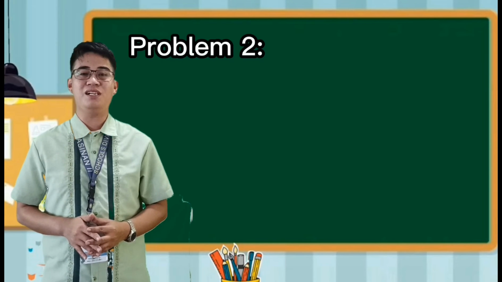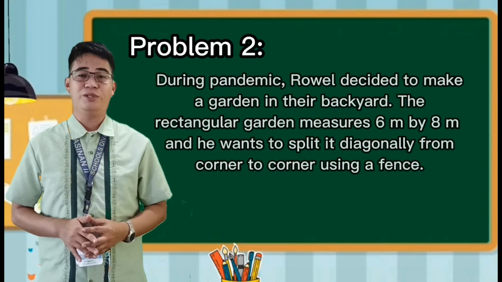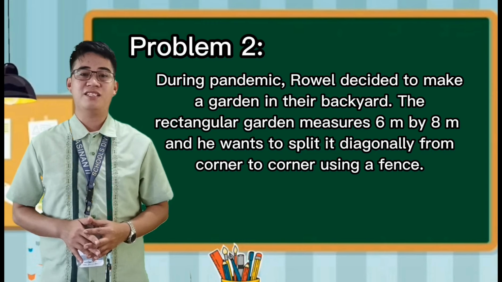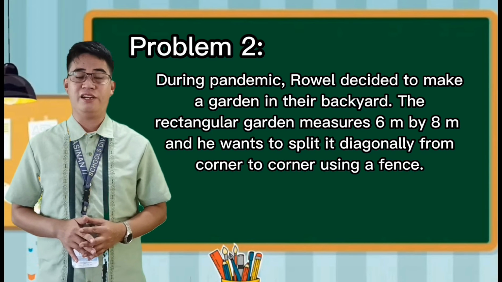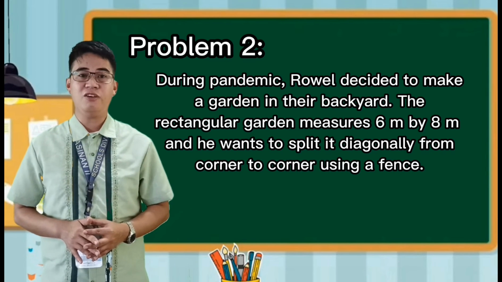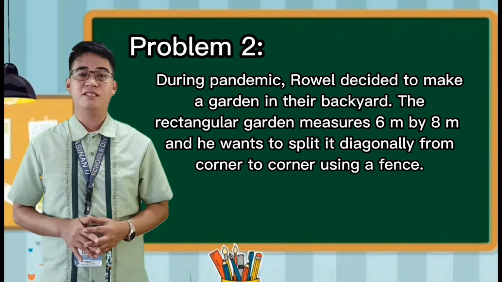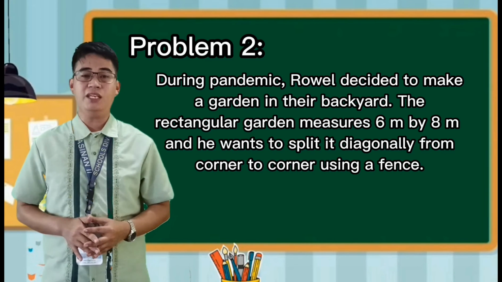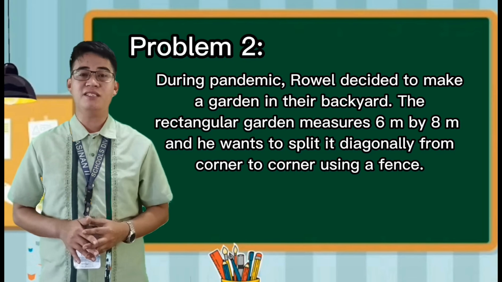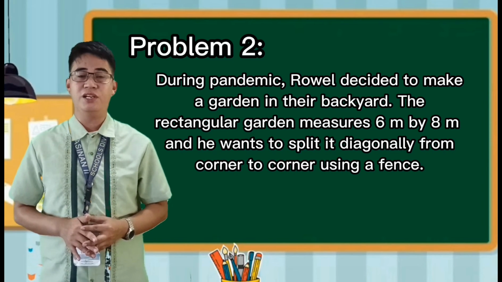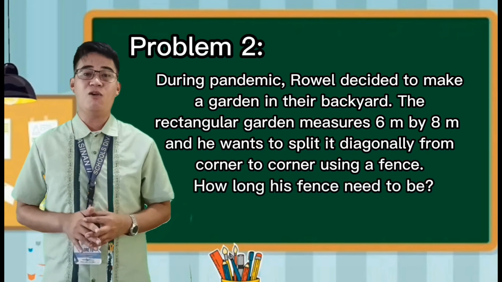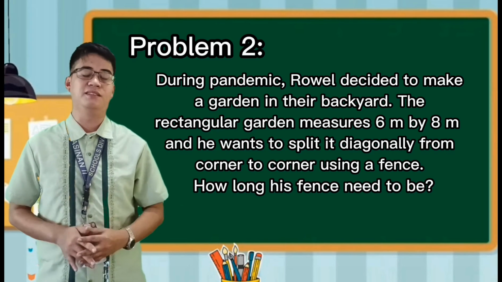Let's proceed to number 2. During the pandemic, Ruel decided to make a garden in their backyard. The rectangular garden measures 6 meters by 8 meters and he wants to split it diagonally from corner to corner using a fence. How long does the fence need to be?